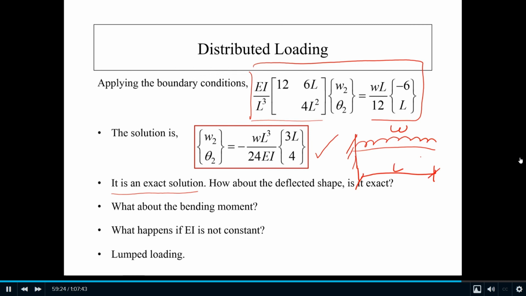the deflection would be wL to the fourth over 8 EI, right? Which is this one. And the rotation at this node would be wL cubed over, of course, 6 EI. Also exact, the same as what we obtained from FEM, the same for the nodal solution. Now let me ask you this.